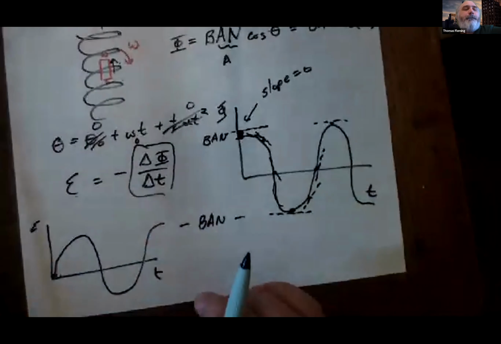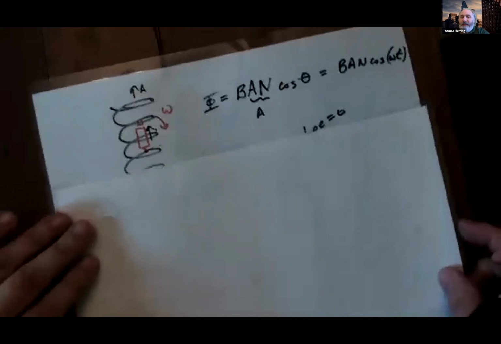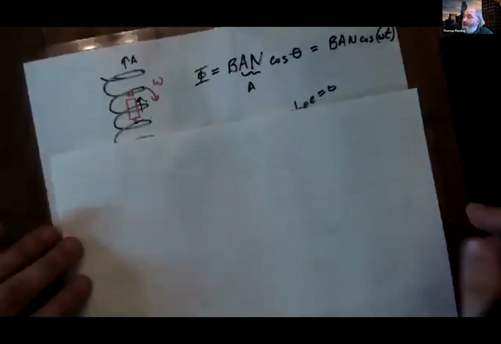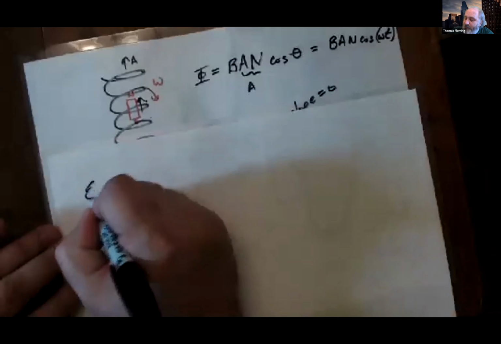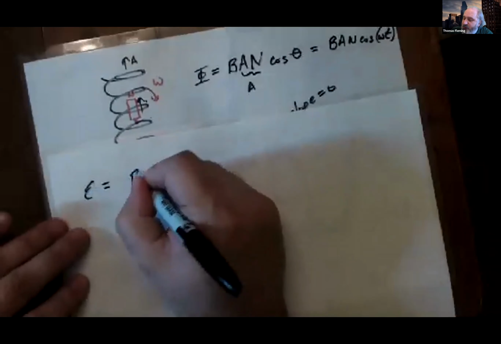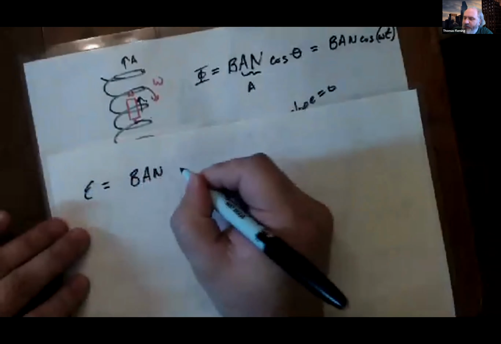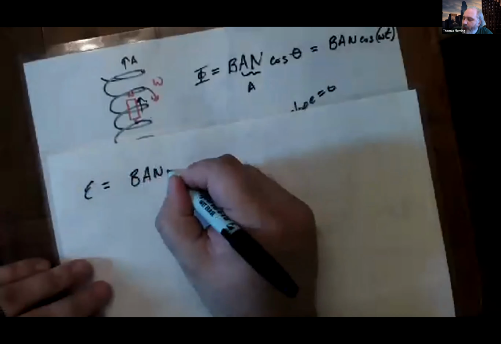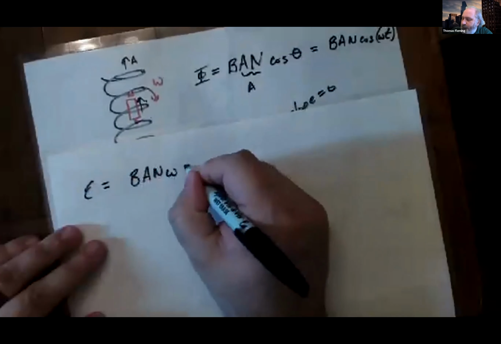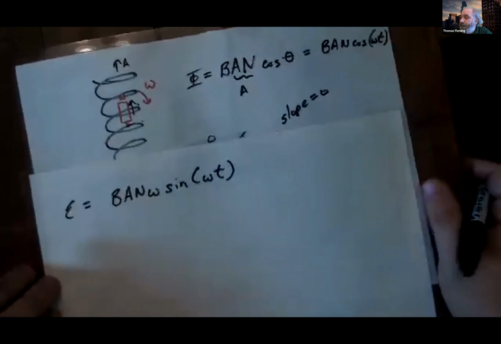So if that's the case, hopefully I've at least motivated what's going to happen next without resorting to calculus. But what I can say is that my induced EMF is going to end up being B times A times N, and this is the part that you're not going to get, times omega times the sine of omega t.